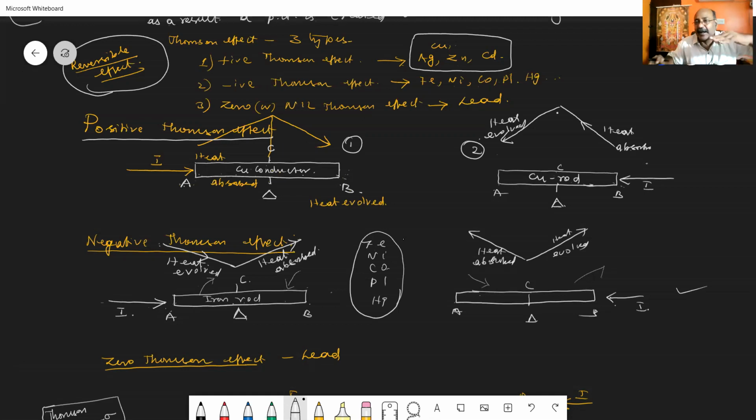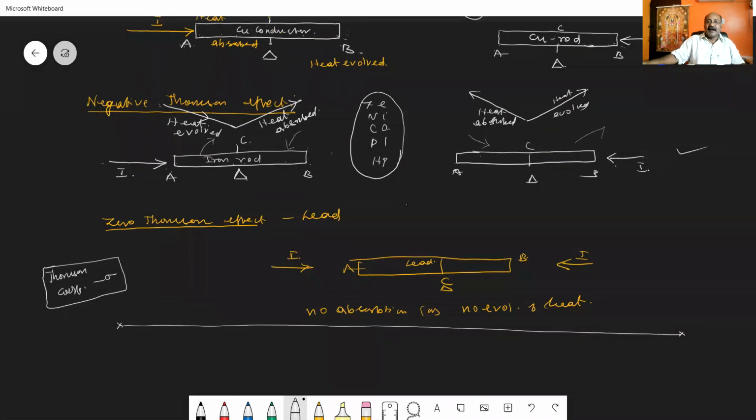That is, where we supply the current, at the nearer end heat is evolved and at the far end heat is absorbed. In the positive Thomson effect, where we supply the current, the nearer end absorbs heat and at the far end heat is evolved. Just to have it in your mind.